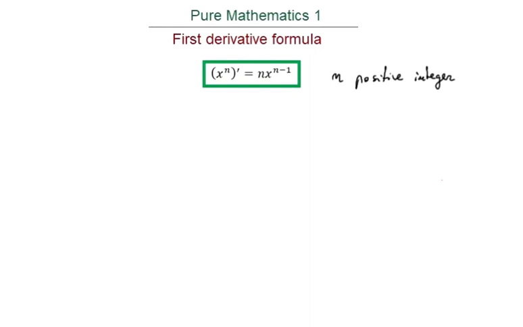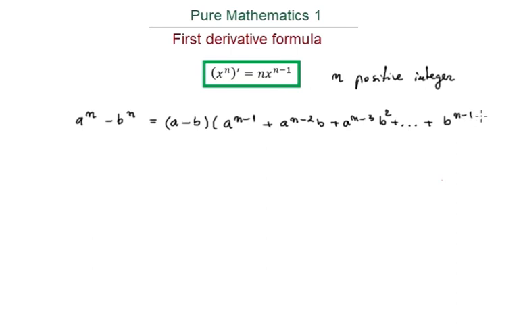Before proving the formula, we're going to introduce another formula that not all of us may know. And that is that a to the power of n minus b to the power of n is equal to a minus b times a to the power of n minus 1 plus a to the power of n minus 2 b plus a to the power of n minus 3 b squared. I think you can see where this is going, right? Plus, at the end, we will have b to the power of n minus 1.